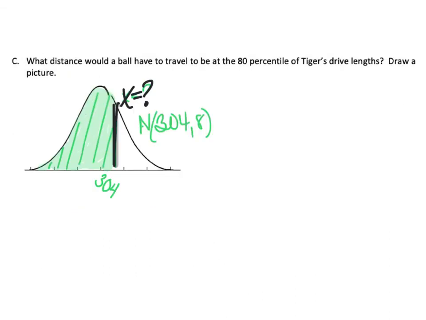All right, the third example that we looked at in our Tiger Woods question was, what distance would a ball have to travel to be at the 80th percentile? So we were given that the shaded region, if it's at the 80th percentile, would be to the left or equal to that X value. So we are looking for the X value this time, so we need to use a different calculator function. This time we are going to use what's known as inverse norm. So we'll switch and look at what that looks like on the graphing calculator, and then I'll show you how to notate it on paper.